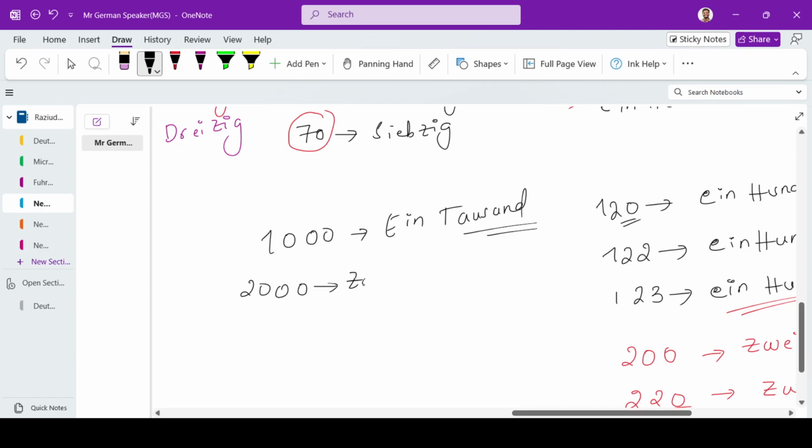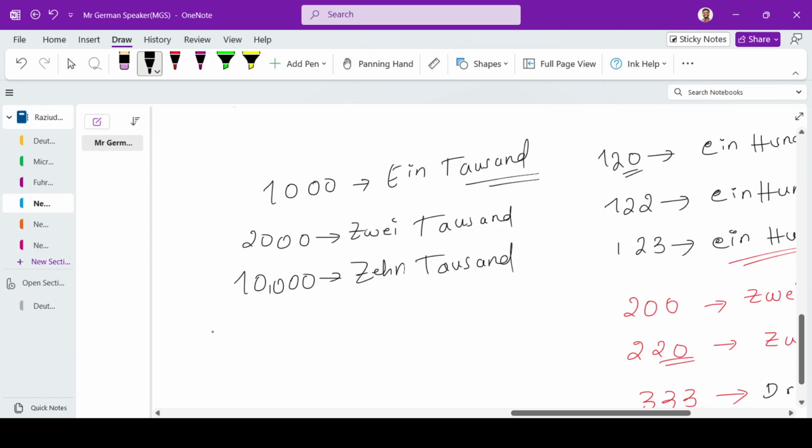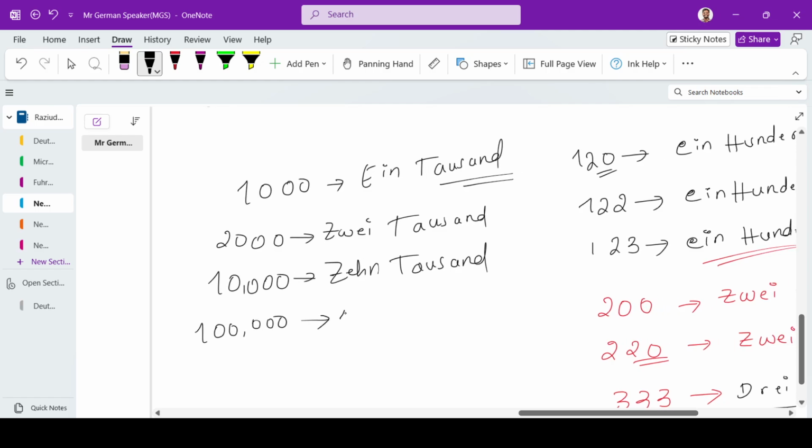It's like zwei, 2000, right? Similarly, someone wants to write 10,000. We write it as 10,000. Someone wants to say maybe 100,000, 1 lakh, what we call in India. So 1 lakh or 100,000, we call 100,000.